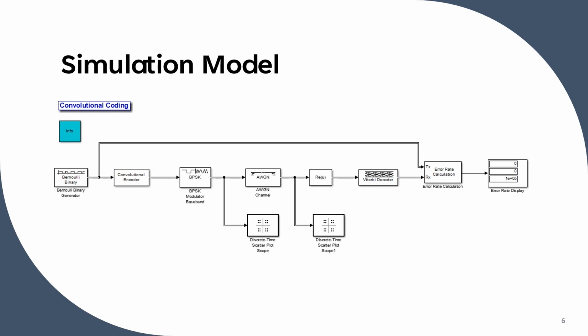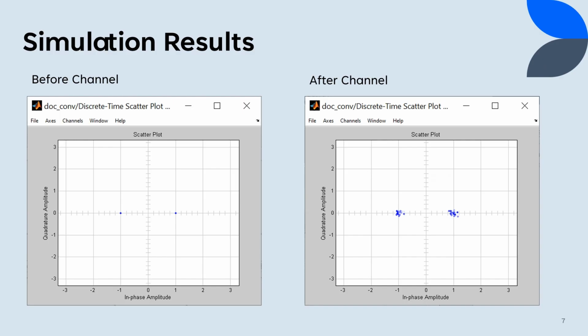So here is the simulation model. First we generate the binary data, then we encode it using convolutional encoder and modulate it over BPSK, then pass it through the AWGN channel with the noise of 20 dB, and then we decode it with a decoder, and then we have our error rate calculation and display.